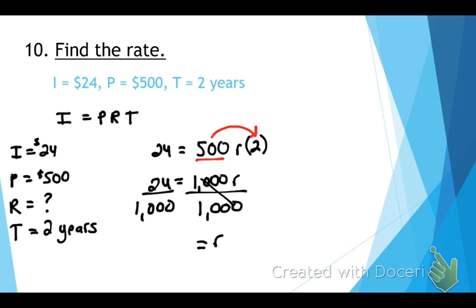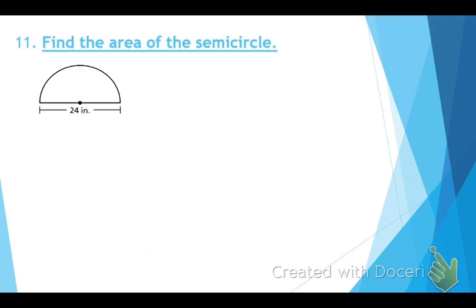This cancels out, and you get 0.024. The rate always has to be a what? A percentage. So I've got to move that decimal over so I can turn it into a percent, which means your answer is 2.4%.